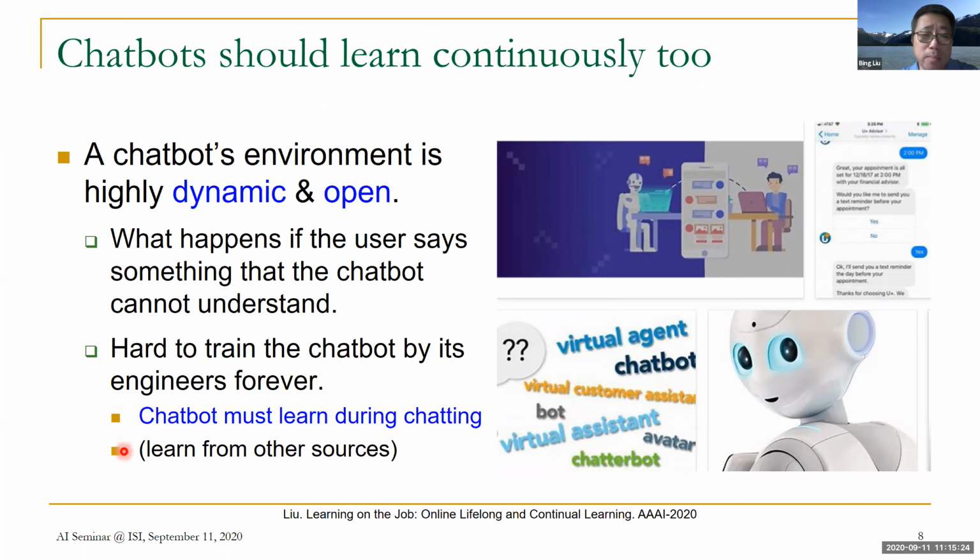So it's basically the same message: the chatbot must learn during chatting. Of course, you can also learn from other sources, for example, search the web and learn something from documents. But the essential thing is that it has to learn on the job. You cannot just stop, and then the engineer goes to collect the data, somebody labels the data, and then you do another training and get another version or release. The kind of system we want is automatic, not necessarily completely, but pretty much autonomous.